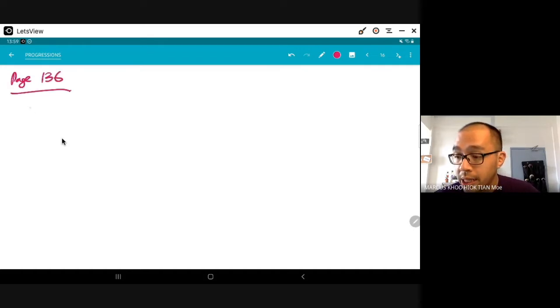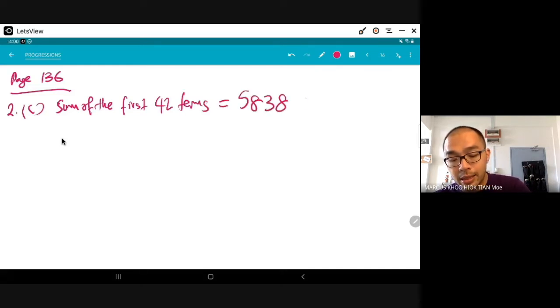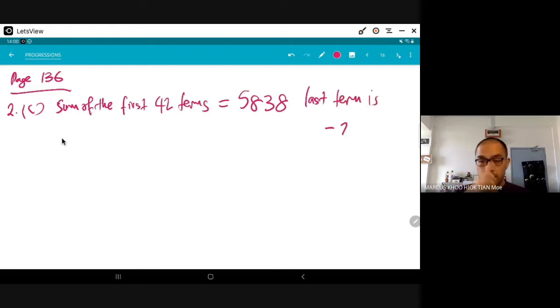This is the question that I didn't answer yesterday. Question 2C. Find the first term of the arithmetic progression in which the sum of the first 42 terms is 5838, and the last term is negative 22. Okay, so let's hold on to this.